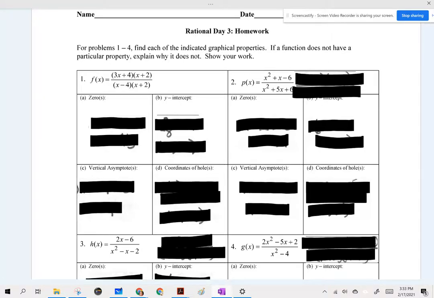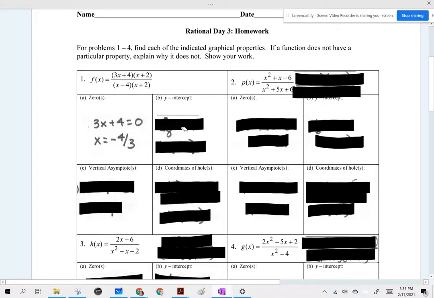All right, so for the zeros, we want to make sure that we are taking a look at the non-canceling factor in the numerator, and we set it equal to 0 and solve. For the y-intercept, we need to be able to find those constants. So what you're going to do is multiply out the constants. You've got the 4 and the 2, that gives you 8. And then the -4 and the +2, that gives you -8. So as the y-intercept, you end up getting (0, -1).